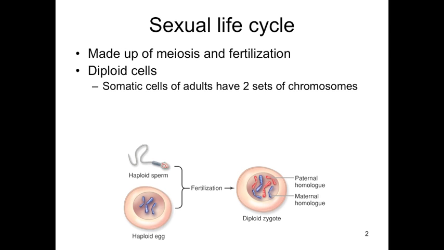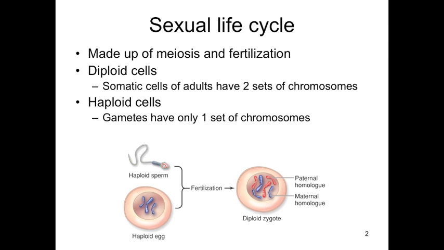So the sexual life cycle is made up of meiosis followed by fertilization. All the somatic cells have two sets of chromosomes. So every single cell in our body is diploid and has a homologous pair for each of the 23 different chromosomes. When we form gametes from the germline cells, they end up with only one set of chromosomes, and we call them haploid.